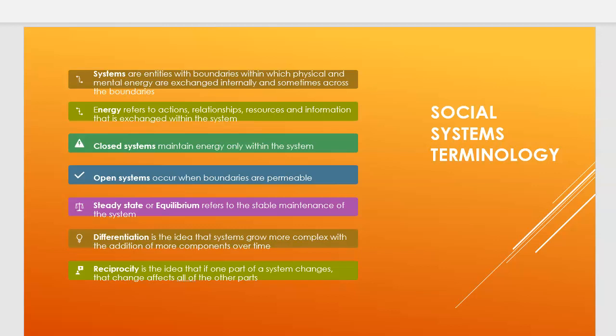So equilibrium, or steady state, refers to a balanced system where things are functioning well, where there is a sense of regularity, where if an unexpected event or crisis does happen, it's able to be managed and the system can return to a good sense of functioning. And then the term differentiation is the idea that systems grow more complex with the addition of more components over time.